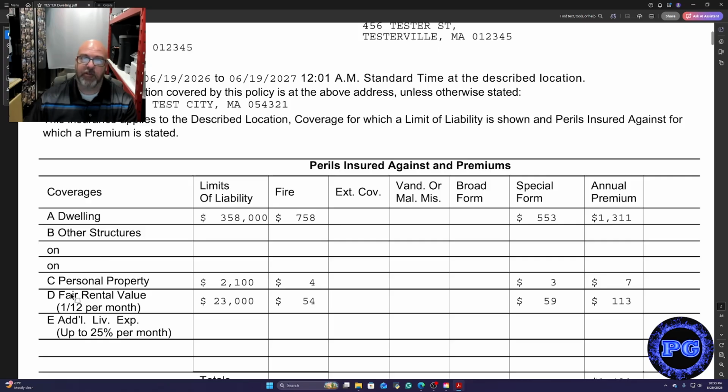That's a huge difference with your home. So Amanda and Paul Tester, on Tester Street, Tester Ave in Testerville, they're going to have their own homeowners, and that's going to cover all their personal property. So here it's pretty much restricted, right? And that's the other key, right?